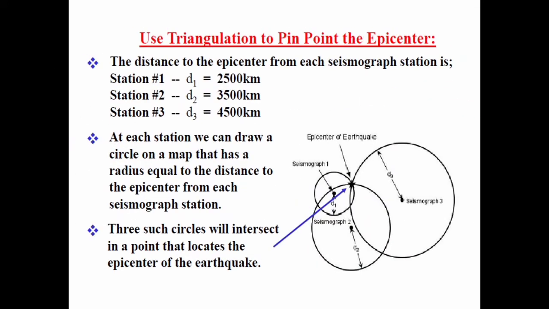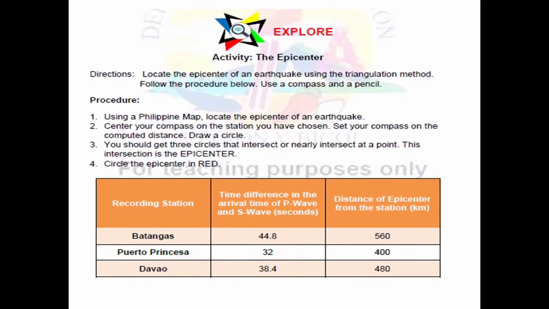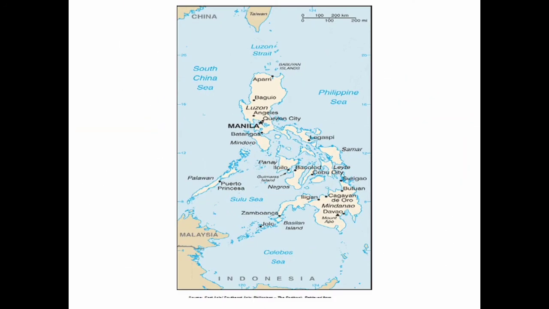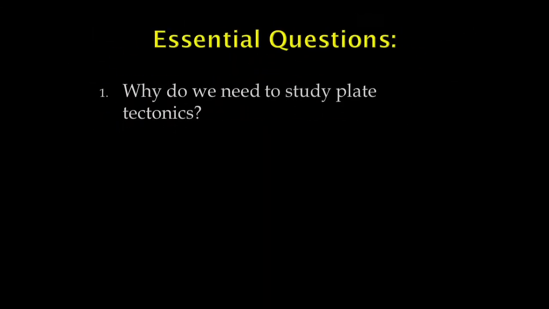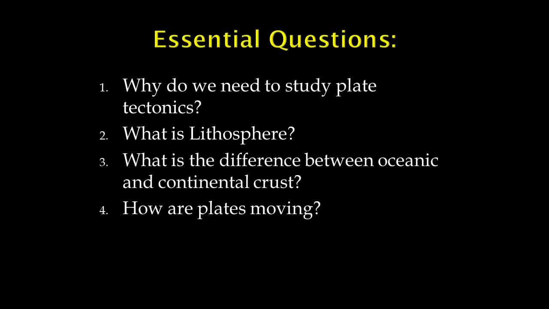After you get the time difference, you can now get the distance of the epicenter from each seismic station using the formula I stated a while ago. The intersection point among the three is the epicenter of the earthquake. So I guess you can now perform activity that is entitled the epicenter. Using that map, you need to trace that in your paper in order to apply the triangulation method. No need for you to compute for the distance of the epicenter from each station because it's already given in the table.